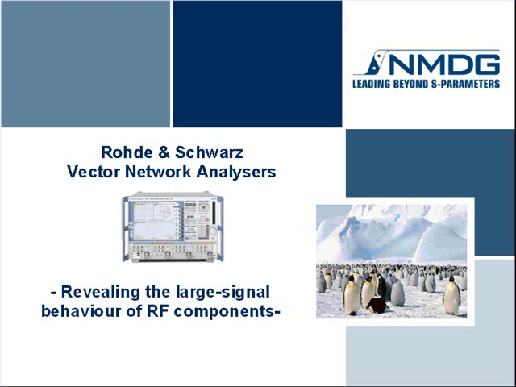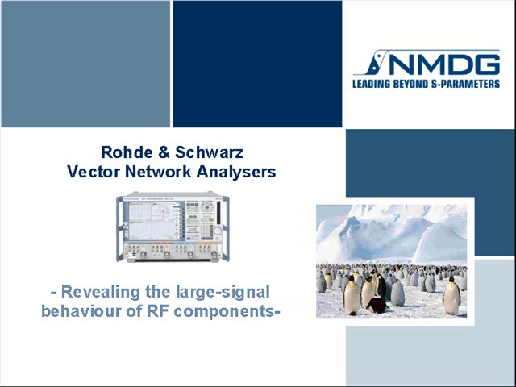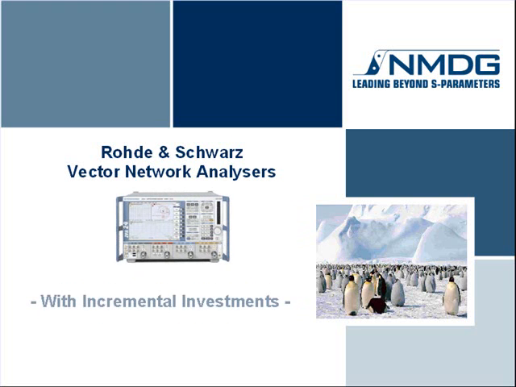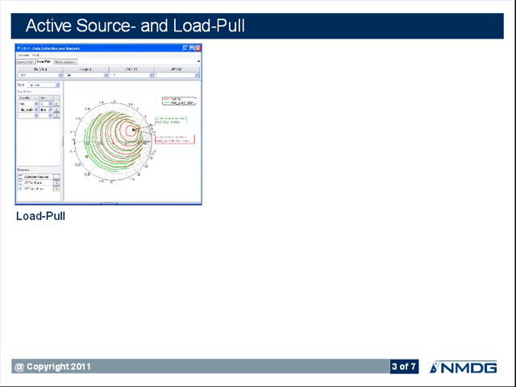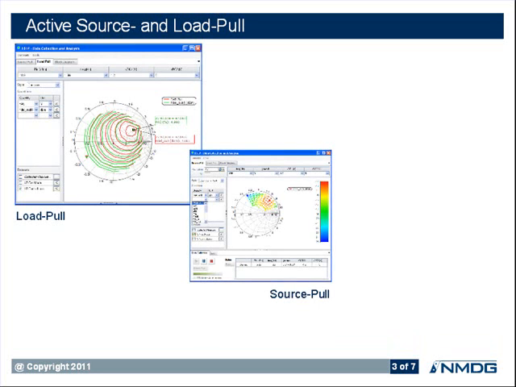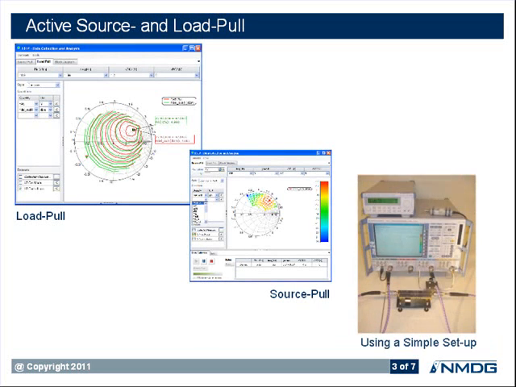The applications will allow you to reveal the large signal behavior of your RF components. And you can do that with incremental investments, increasing the capabilities of your network analyzer step by step. First of all, it is possible to perform source pull and load pull measurements with your network analyzer, allowing you to characterize your devices in a non-50 ohm environment.